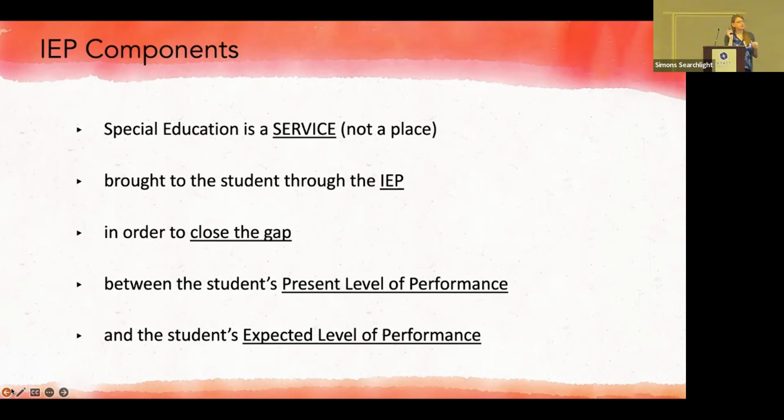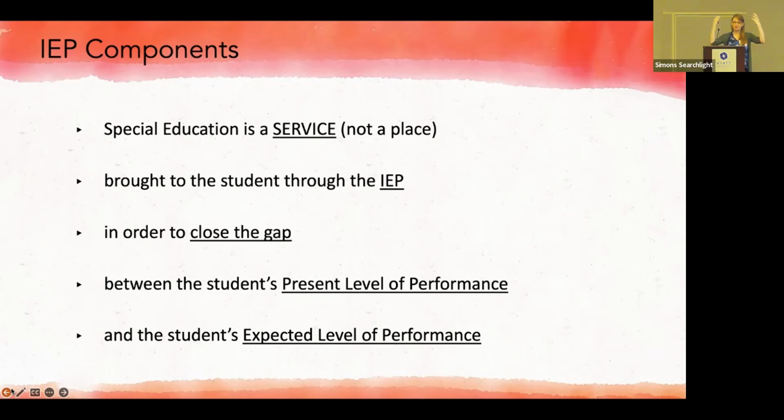So the idea that you want to go into the IEP meeting with is that special education is a service, not a place. It can be any sort of additional supports, therapies, classroom supports. It may be a special place. It may be a specialized classroom. It's not necessarily. It's a service that is brought to the student in order to close the gap between the student's present level of performance and their expected level of performance.